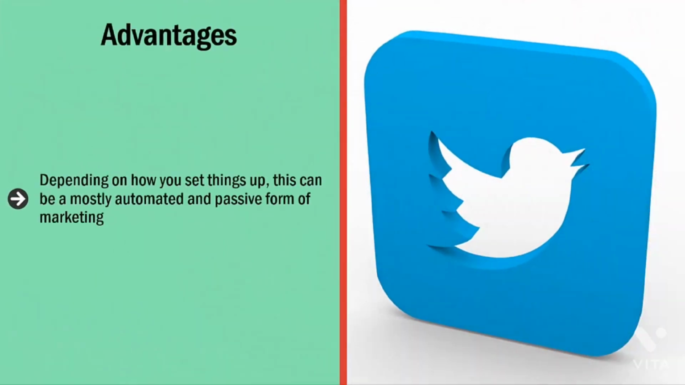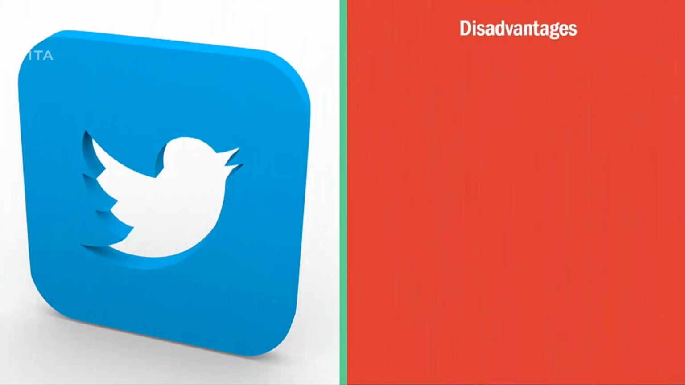Advantages. Depending on how you set things up, this can be a mostly automated and passive form of marketing. Another advantage to this technique is that you get to target your niche precisely using hashtags that you reverse engineered from your competitors. Disadvantages. The big disadvantage to this method is that traffic can vary quite a bit. Sometimes you get a lot of traffic, sometimes you don't. It all depends on the traffic flow on Twitter.